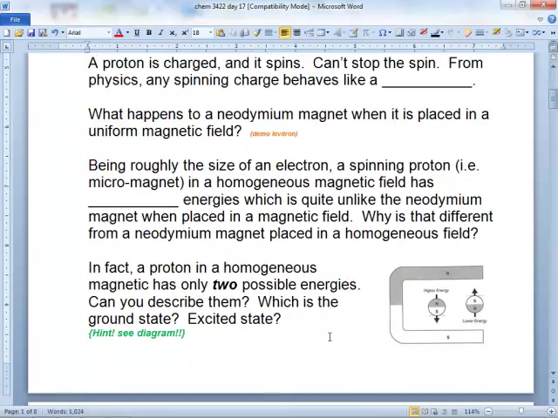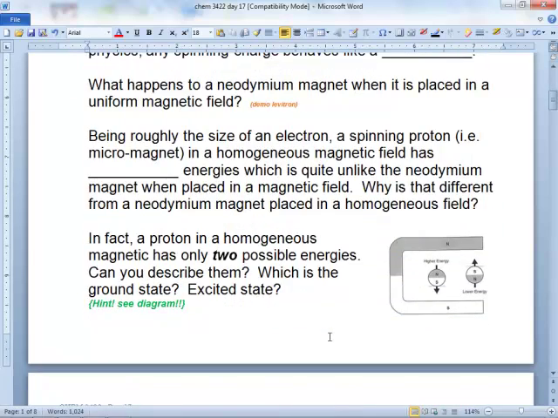Okay. Let's jump up to the top here. What happens now? Neodymium, that's a very extremely strong magnet. They're the kind where if you put one near metal, it just slams on there, and your finger hurts, right? Okay. When it's placed in a uniform magnetic field, what happens? It's going to float, right?